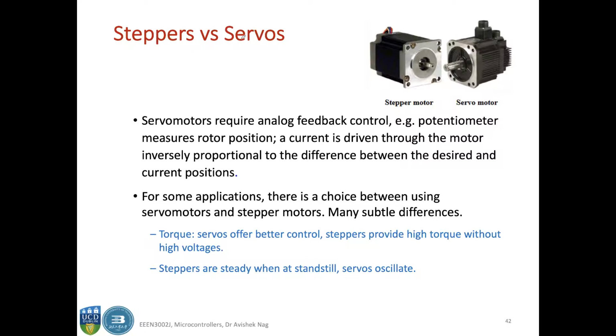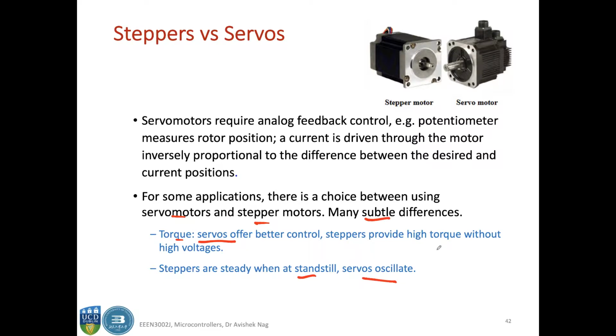There is another motor called servo motors. Servo motors require analog feedback control. For example, a potentiometer measures the rotor position and the current is driven through the motor, which is inversely proportional to the difference between the desired and current positions. For some applications there is a choice between using servo motors or stepper motors, and they have very subtle differences. For example, servos offer better control over the torque. Steppers provide high torque without high voltages, and steppers are steady at standstill, but the servos oscillate.